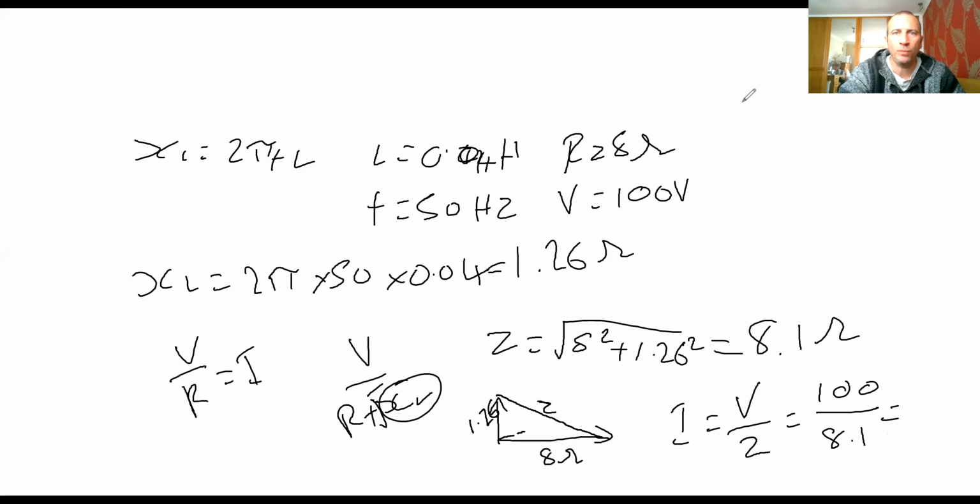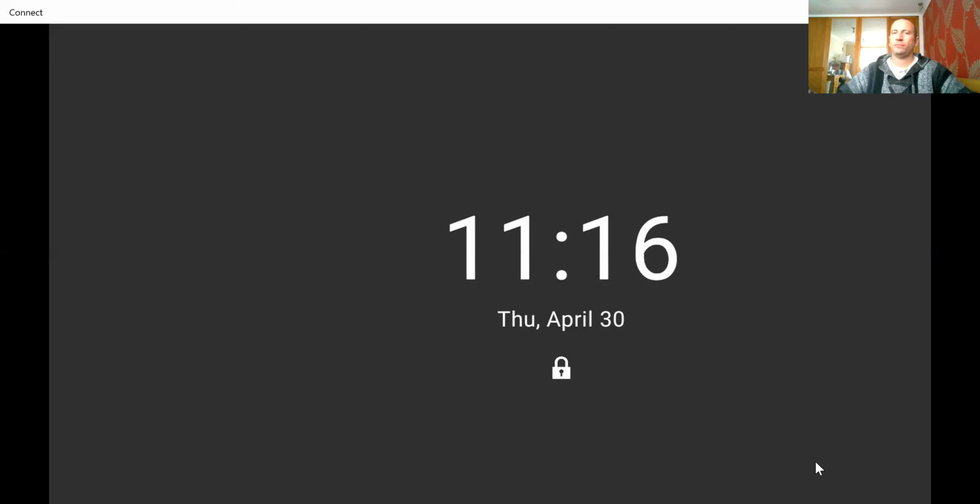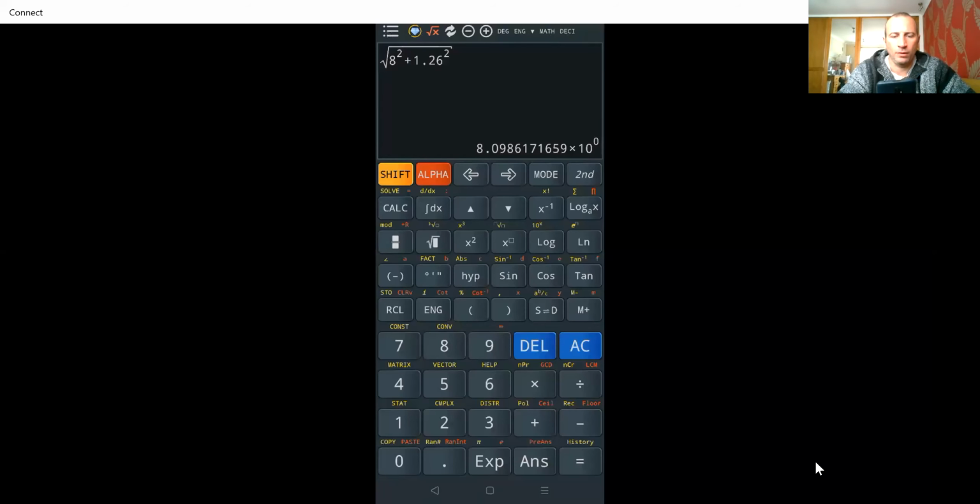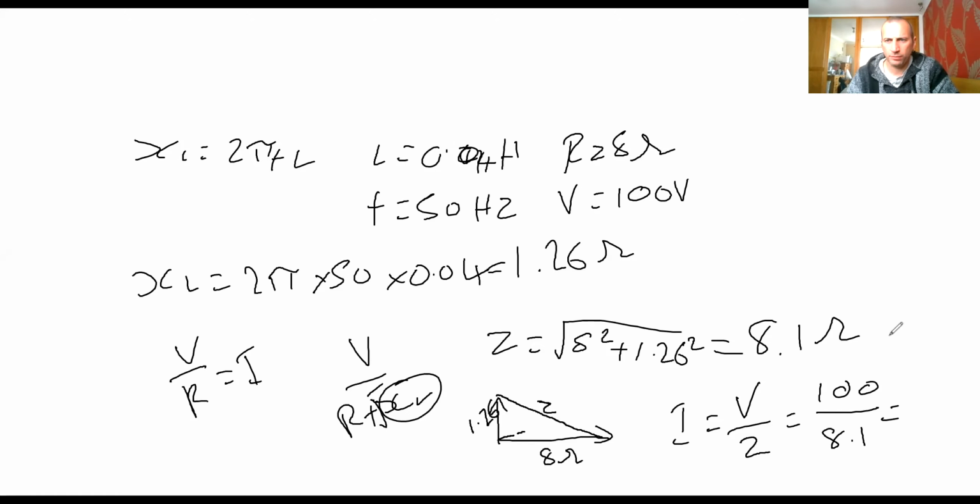So we get 100 over 8.1. Back to our calculator. We got 100 over 8.1. I've got 12.35 amps. There you go. Oh, it's upside down. 12.83 was it, amps? There you go. So that then is our current.